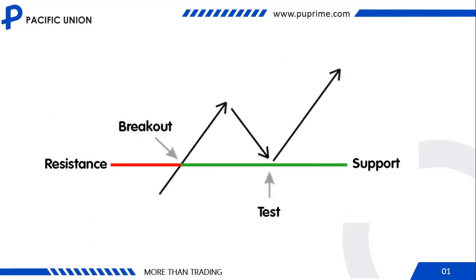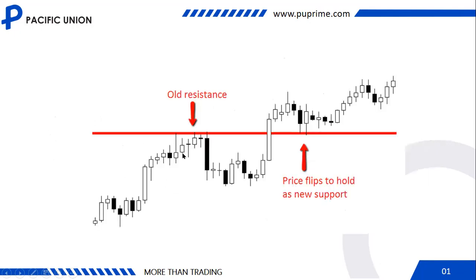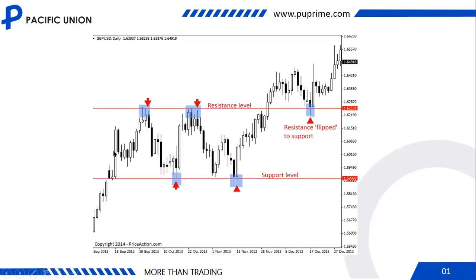So in an uptrend as well, it also does the same. Price breaks the resistance, goes up, comes back to the support and tests it, bounces off it and starts going up again. So you see that this old resistance area, once it breaks, becomes a what? A support.